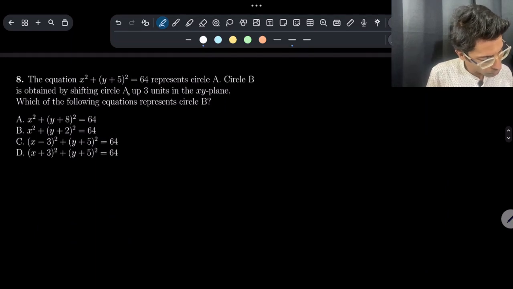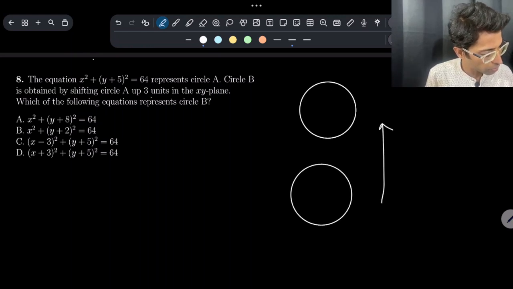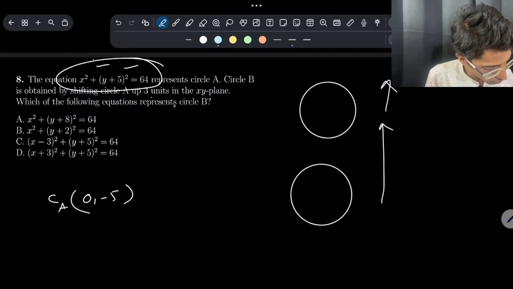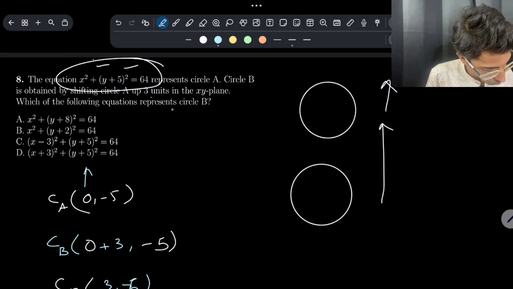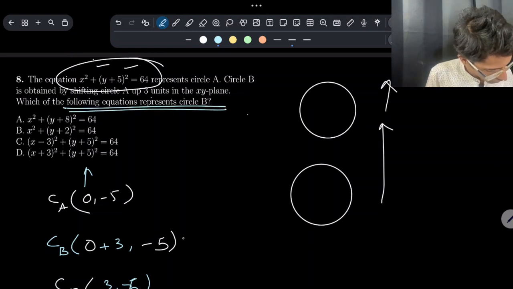The equation x² + (y + 5)² = 64. Okay, this is circle A. Circle B is obtained by shifting circle A up 3 units. If you are shifting any circle up by 3 units or any units, you are only moving in the y direction, not in the x direction. So let me quickly write down the center of circle A, which is (0, -5). Since I am shifting only upwards by 3 units, I need to make this 3 and the rest remains the same. So the center of circle B is (3, -5). Since we are only shifting the circle, the radius is not changing. So he's asking what the equation of circle B is. (x - 3)² + (y + 5)² = 64. So this should be the answer.